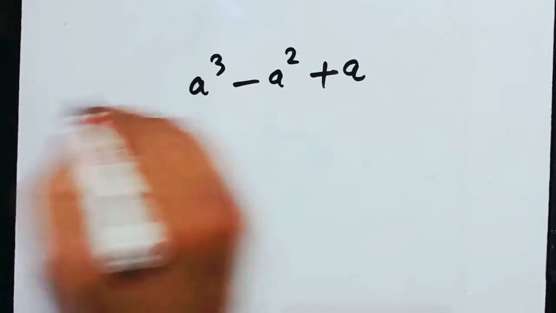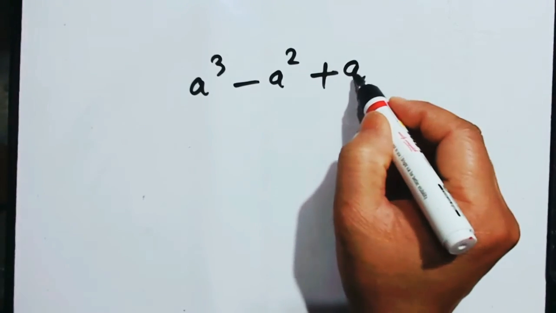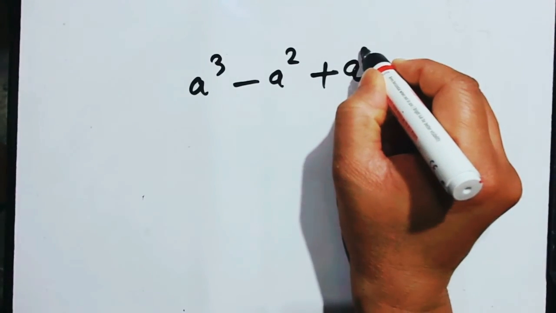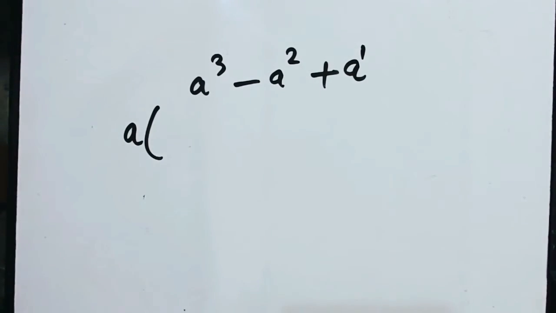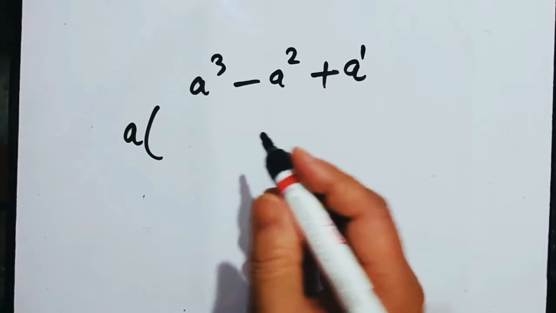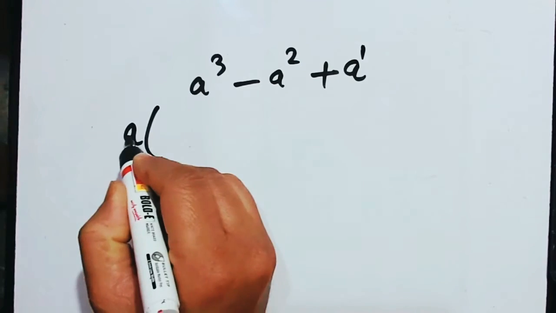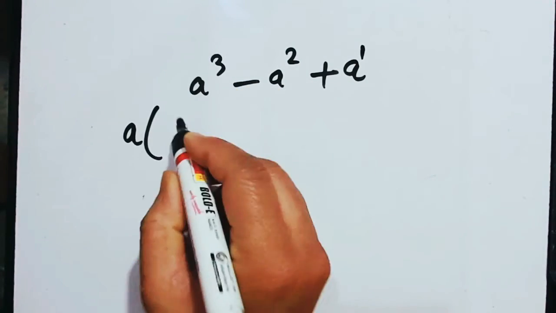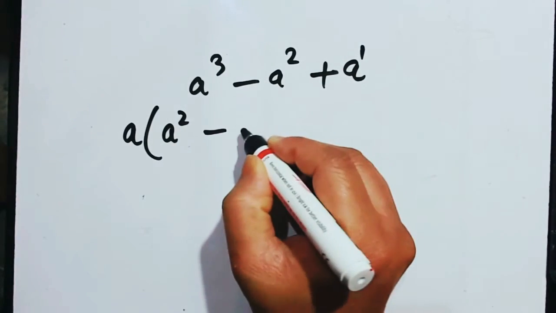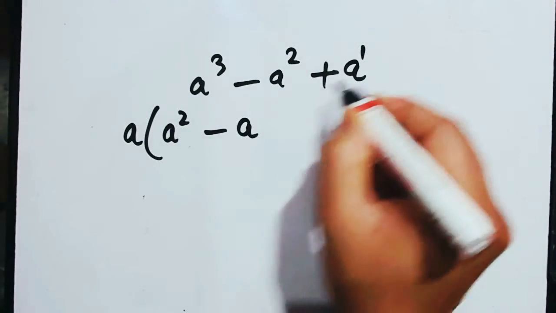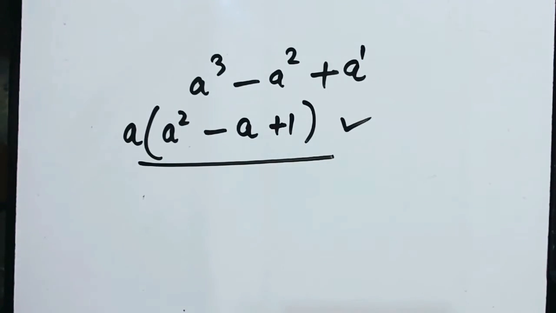Let us take the common term and common multiple, that is a. Why? Because a has the minimum power 1. Therefore, when you take a as the HCF, how are you going to get the remaining terms? By dividing each of these terms by a. So a cube divided by a will give you a square, minus a square divided by a will give you a, minus a divided by a will give you 1, and here is our solution, isn't it?